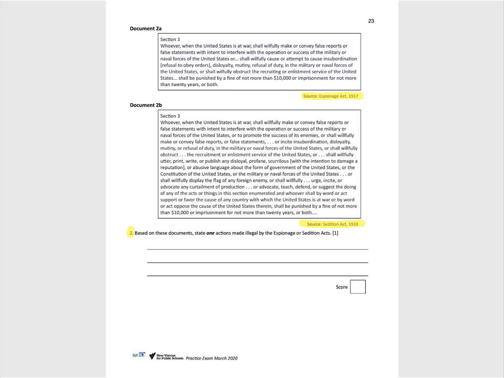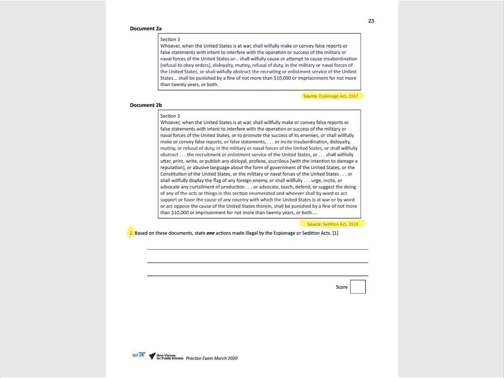Section 3. Whoever, when the United States is at war, shall willfully make or convey false reports or false statements with intent to interfere with the operation or success of the military or naval forces of the United States, or shall willfully cause or attempt to cause insubordination, which just means disloyalty, mutiny, refusal of duty in the military or naval forces of the United States, or shall willfully obstruct the recruiting or enlistment service of the United States, shall be punished by a fine of not more than $10,000 or imprisonment for not more than 20 years, or both.